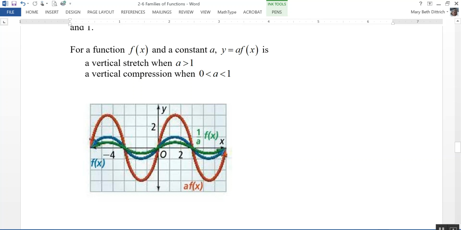So it's a vertical stretch, which means that it is further from the x-axis. I'm going to go ahead and write that in here. So it's stretched further from the x-axis, and it's a vertical compression when a is a fraction between 0 and 1, and that's going to be represented by, I think that's the green graph here. There we go, 1 over a, okay? And that's going to be closer to the x-axis because it's a compression.